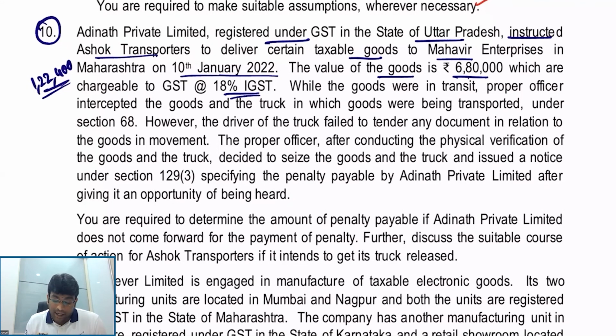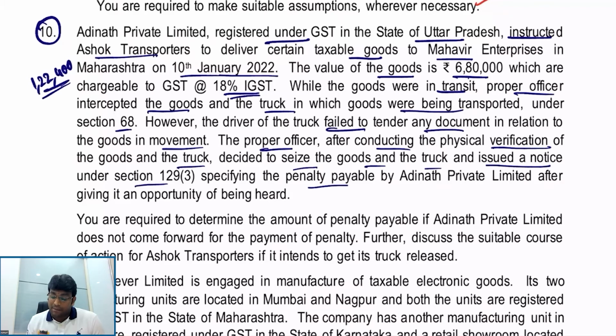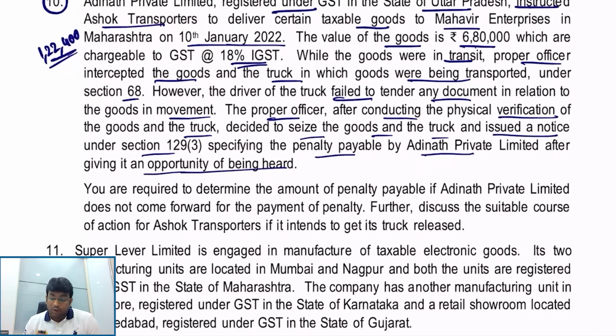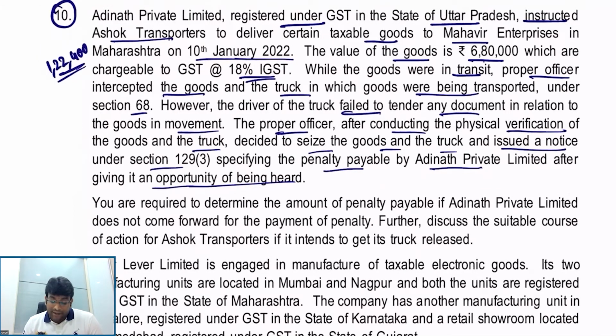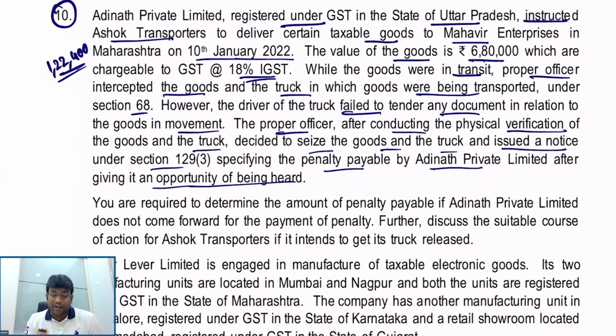While the goods were in transit, the proper officer intercepted the goods and the truck in which goods were being transported under section 68. The officer has stopped. However, the driver of the truck failed to tender any document in relation to goods in movement. Proper officer, after conducting physical verification of the goods and the truck, decided to seize the goods and the truck and issue a notice under 129(3) specifying the penalty payable by Adinath after giving it an opportunity of being heard. You are required to determine the amount of penalty payable if Adinath Private Limited does not come forward.